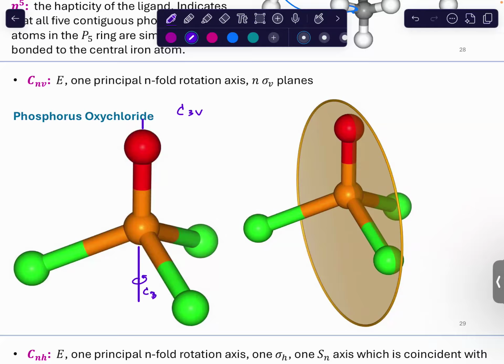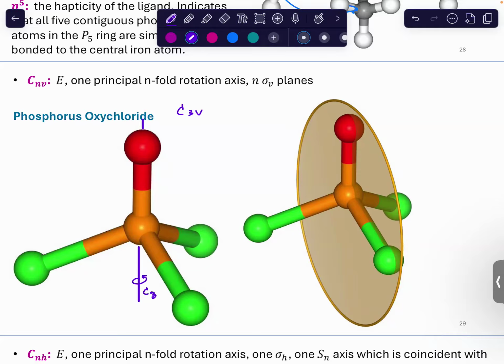And that's a C3 axis. And then you have this combination of vertical planes, which is going to get us to the C3V point group. Again, I'm going to give you a flow chart of how to do this. I just want you to start envisioning the elements of each point group before we do.